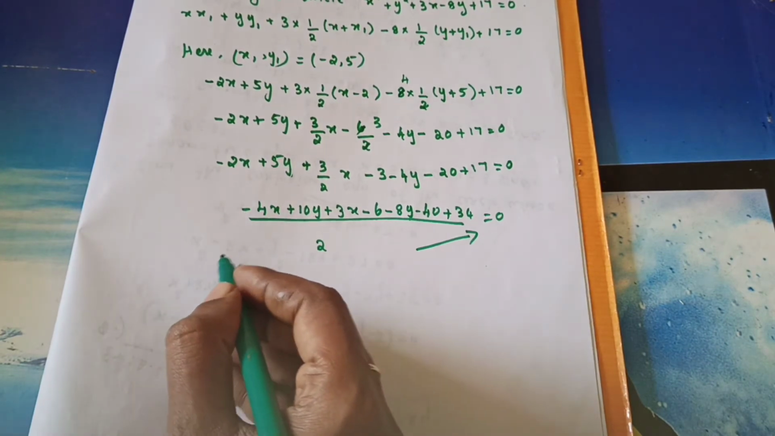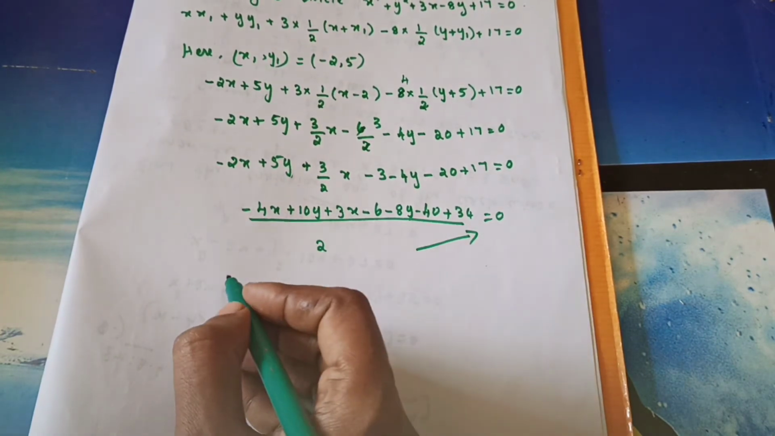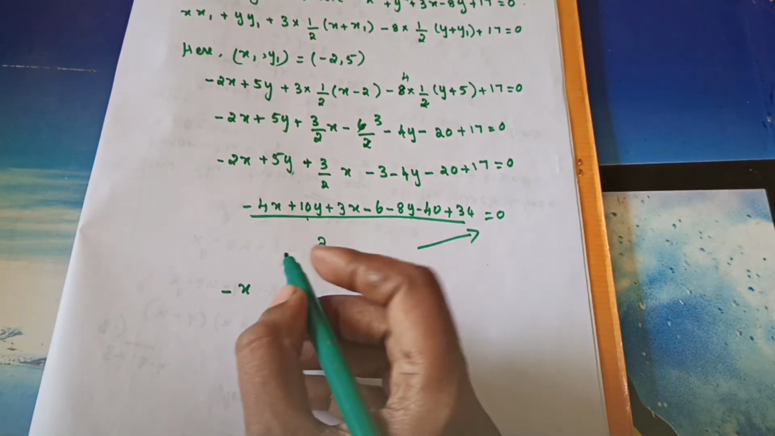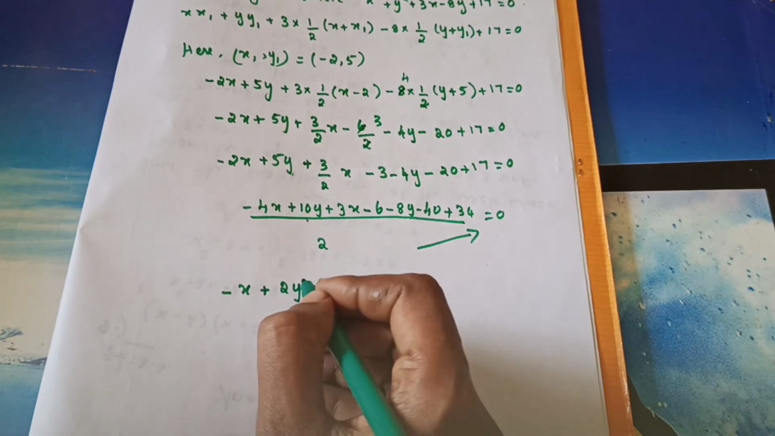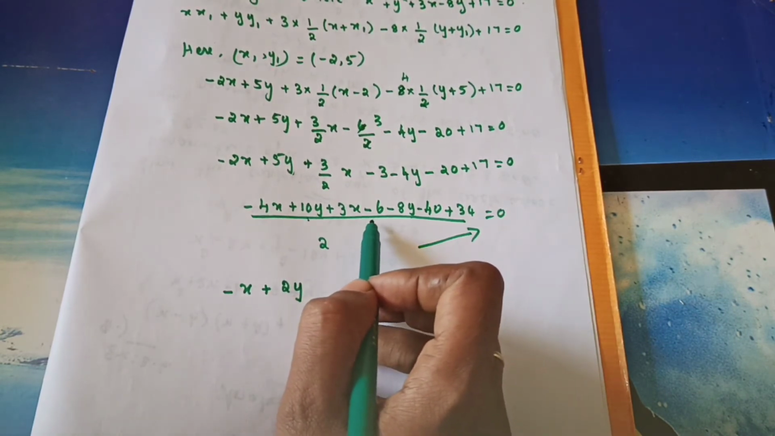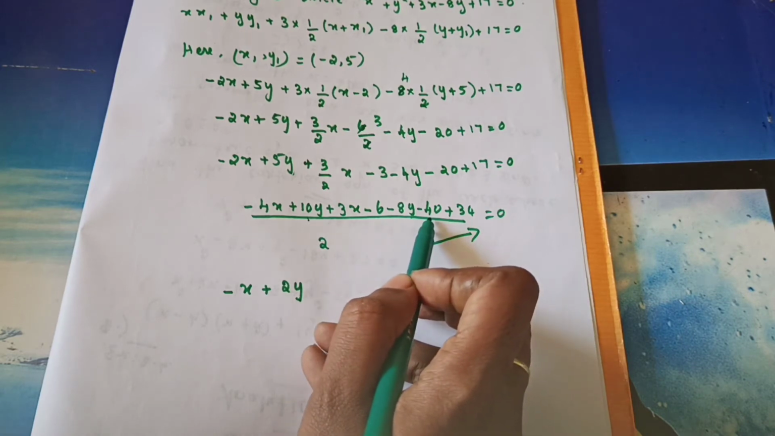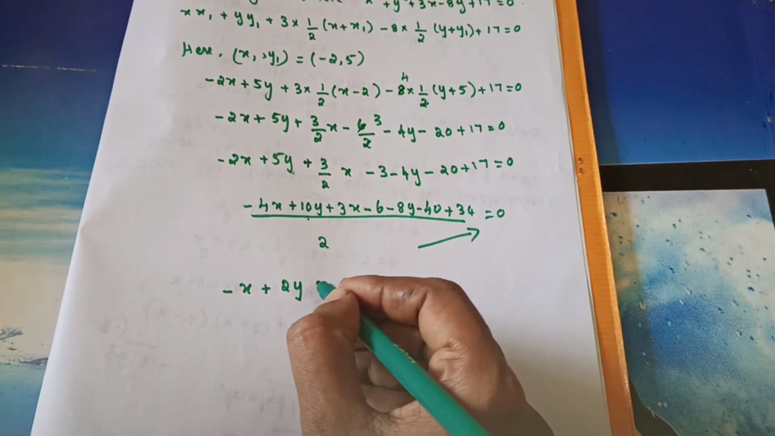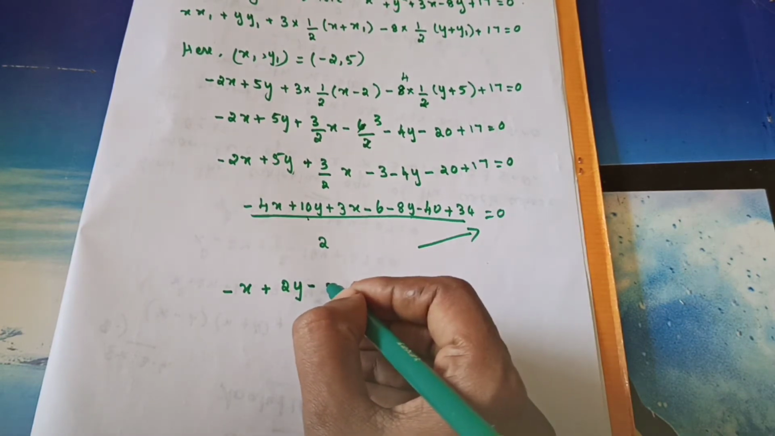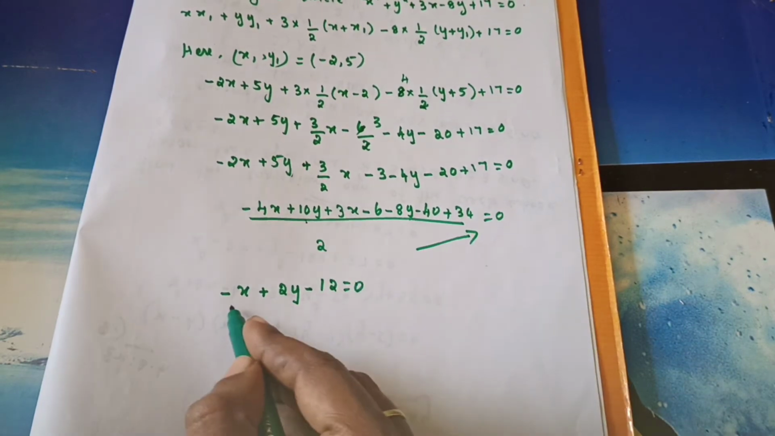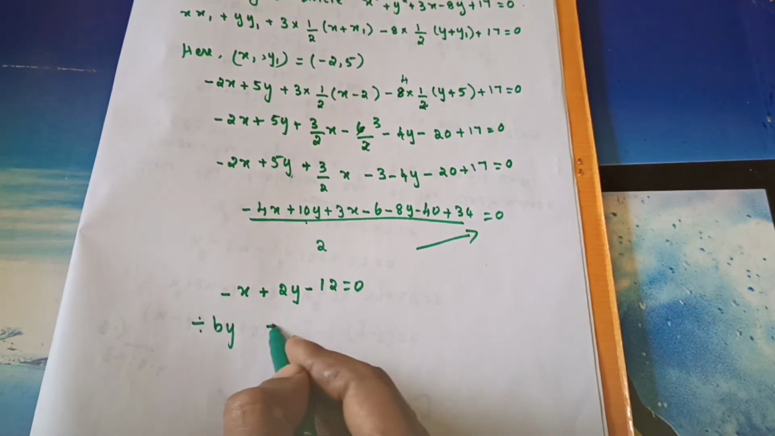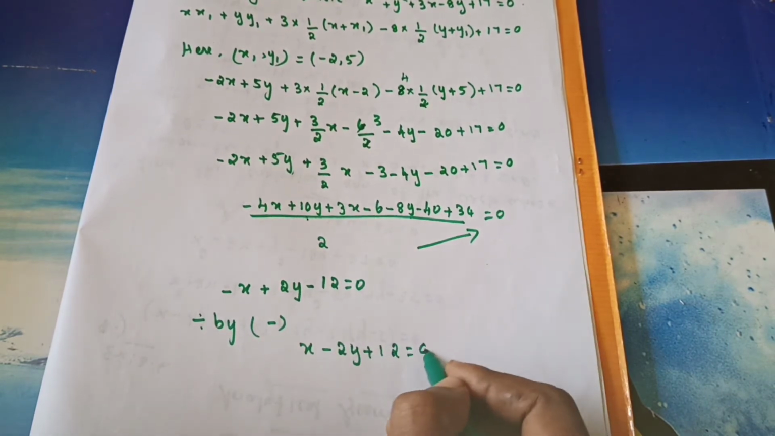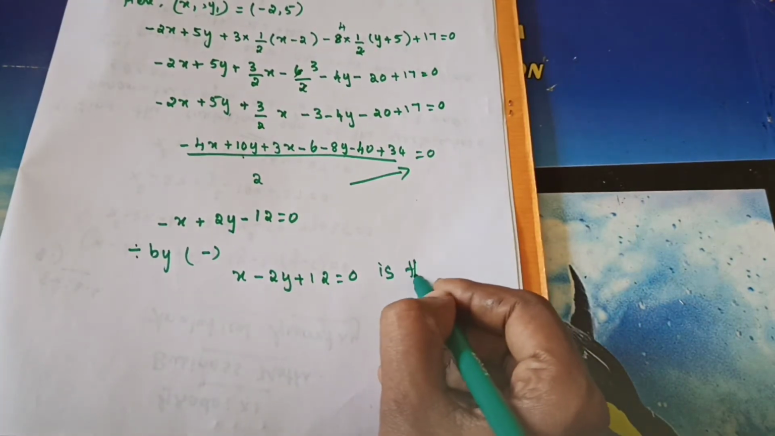So what's the balance? Minus 4x plus 3x, so it will be minus x. Then y term: plus 10y minus 8y, so it will be plus 2y. Then constants: here one constant minus 6 and here minus 40, so minus 46 plus 34 means you will get minus 12. Okay. The first term starts with a minus, so divide by minus. What's the balance? x minus 2y plus 12 is equal to 0 is the required equation.